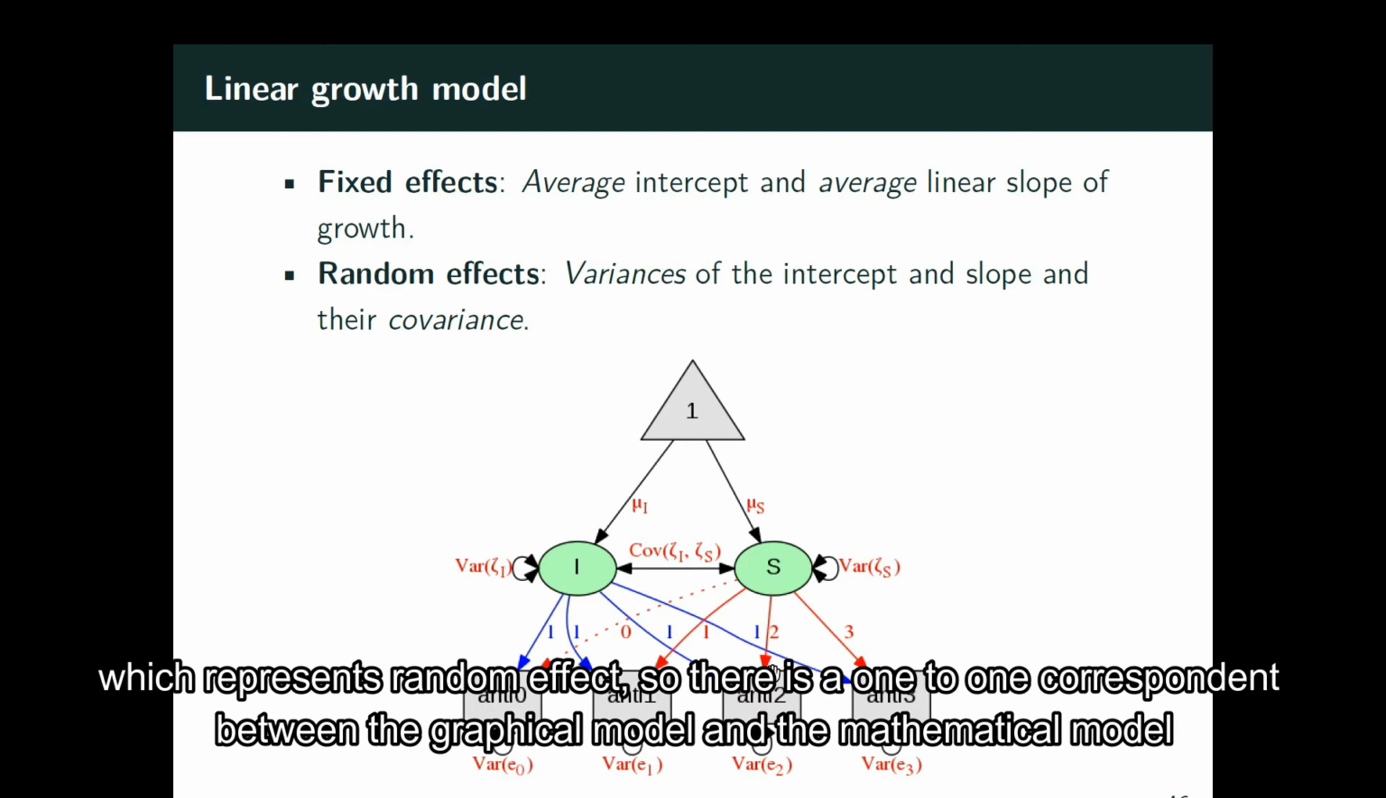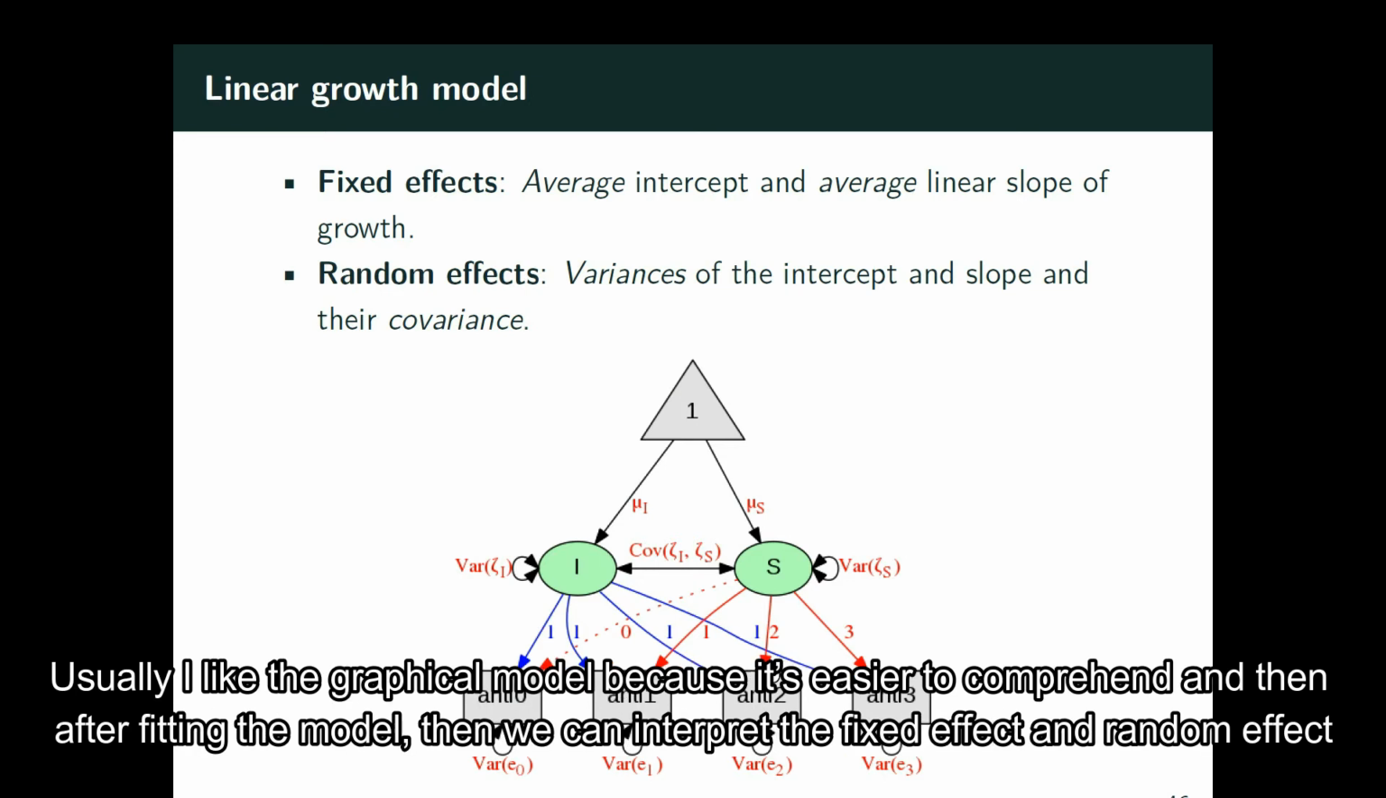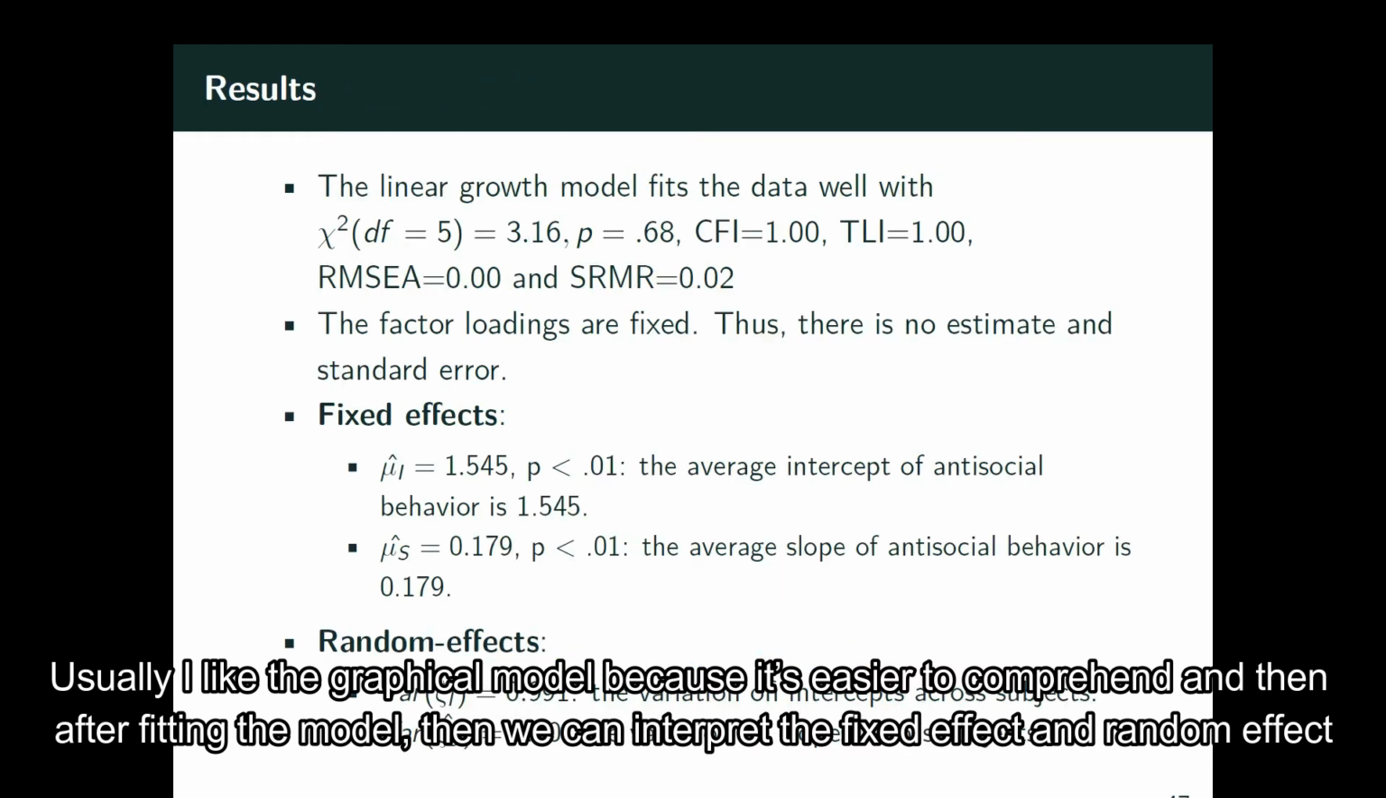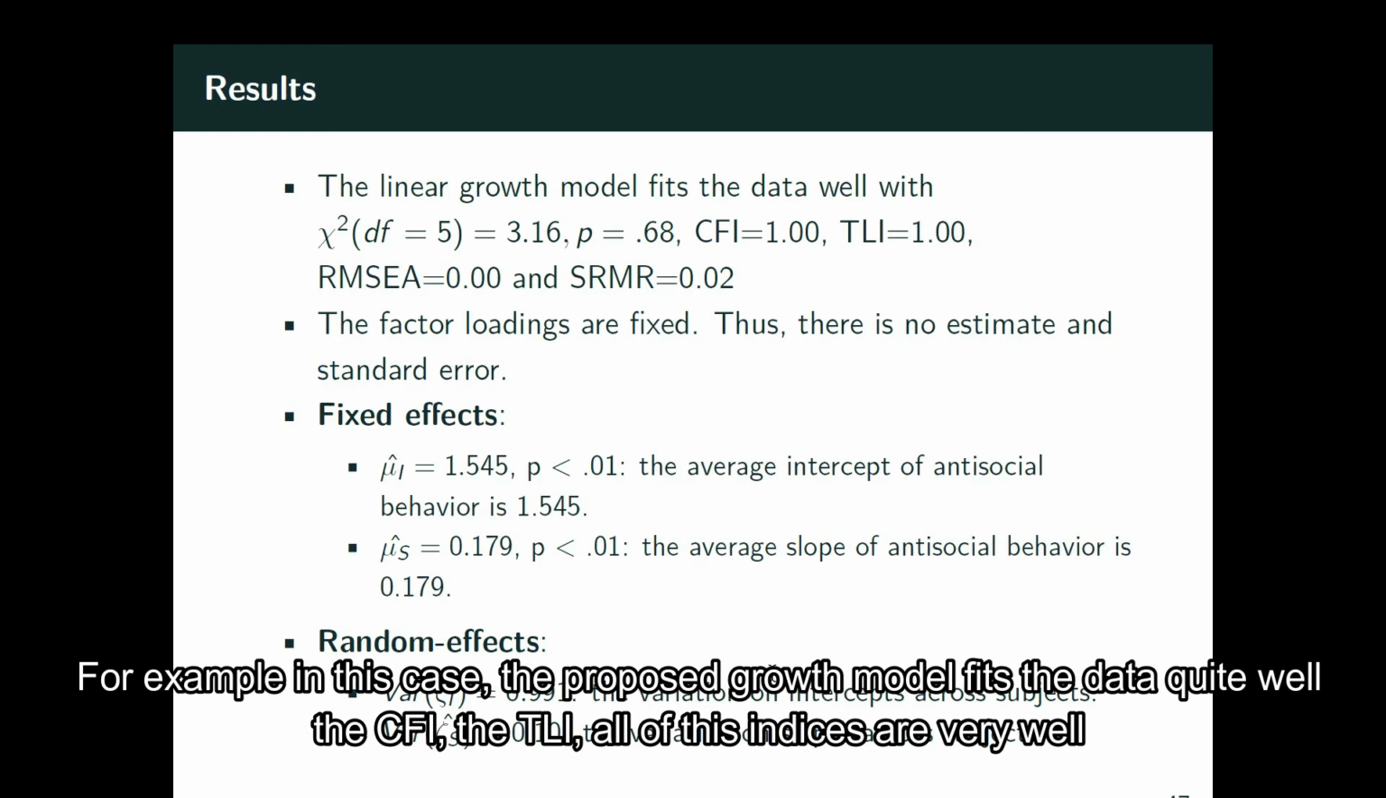Okay. So there's a one-to-one correspondence between the graphical model and the mathematical models. So usually I like the graphical models because they're easier to comprehend. And then after fitting the models, we can interpret the fixed effects and random effects. For example, in this case, the proposed growth model fits the data quite well. The CFI, the TLI, all of these fit indices are very good.